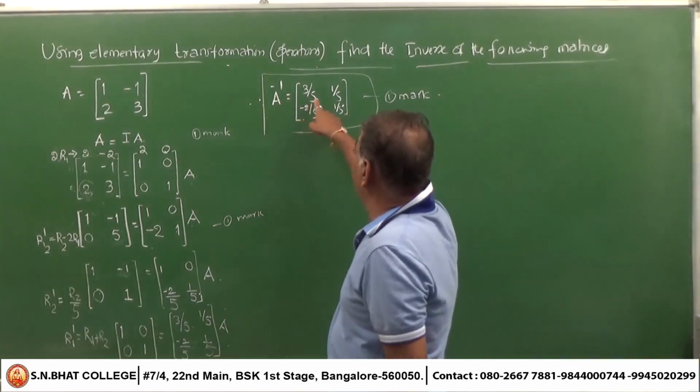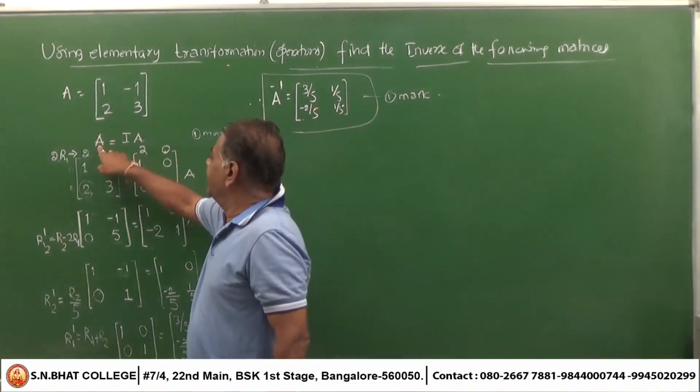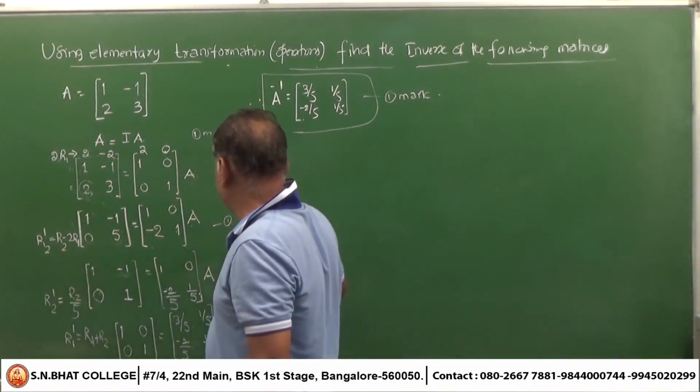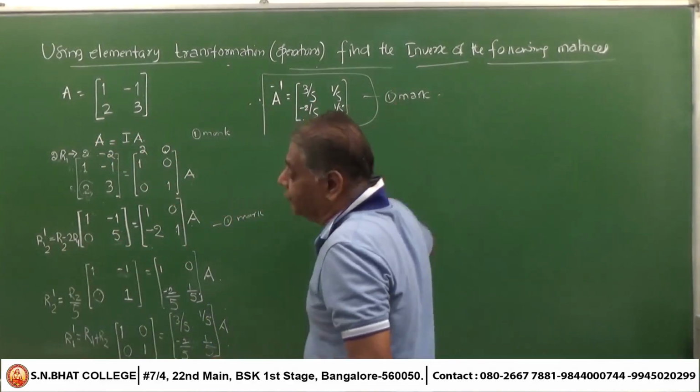This is the final answer. Writing this matrix, 1 mark. Writing A is equal to I into A, 1 mark. Only for the first operation will you get correct. If it is correct, 1 mark. Final answer, 1 mark.